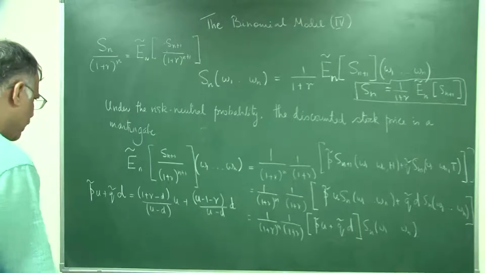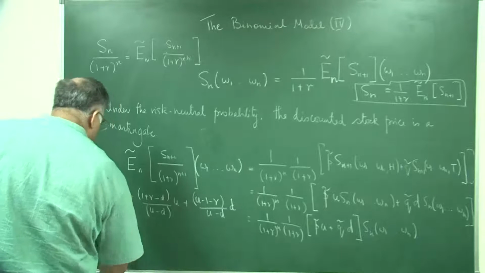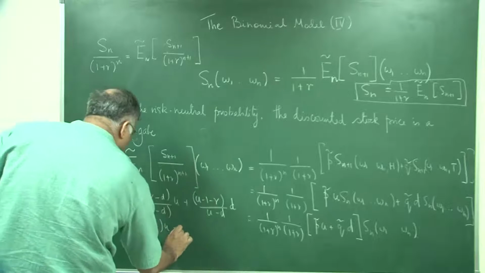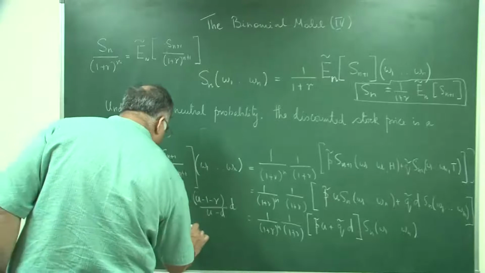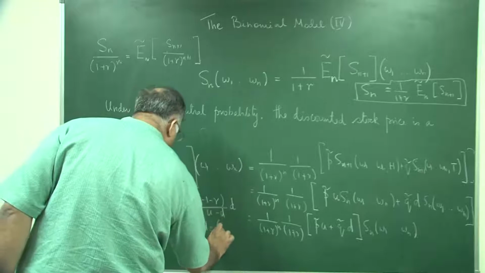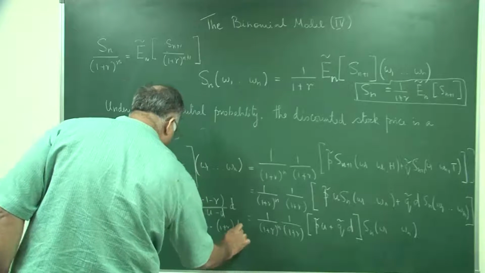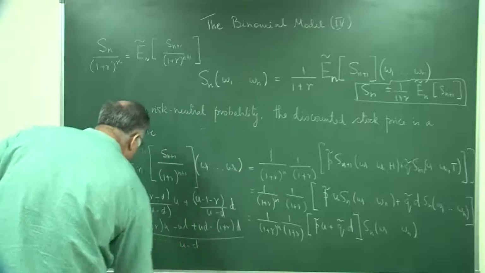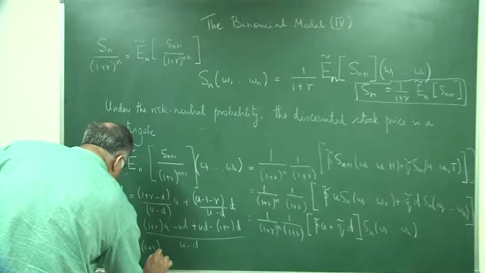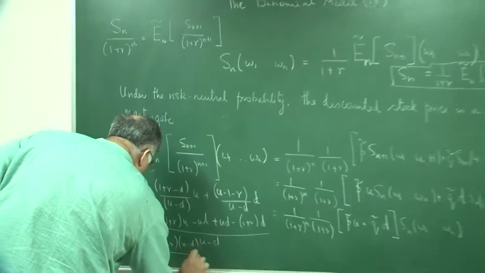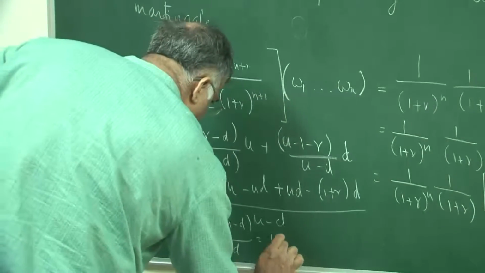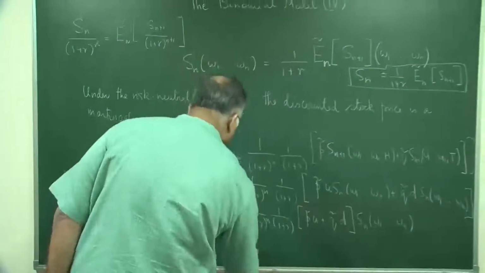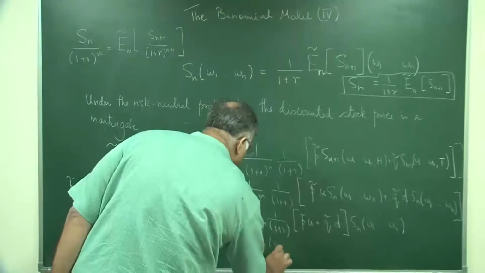So, what are we getting? We are getting (1 plus r)u minus ud plus ud minus (1 plus r)d, by u minus d. So, basically we are getting (1 plus r)(u minus d) by (u minus d). So, we are getting this to be 1 plus r. So, this is 1 plus r, which cancels with this 1 plus r to give me Sn.